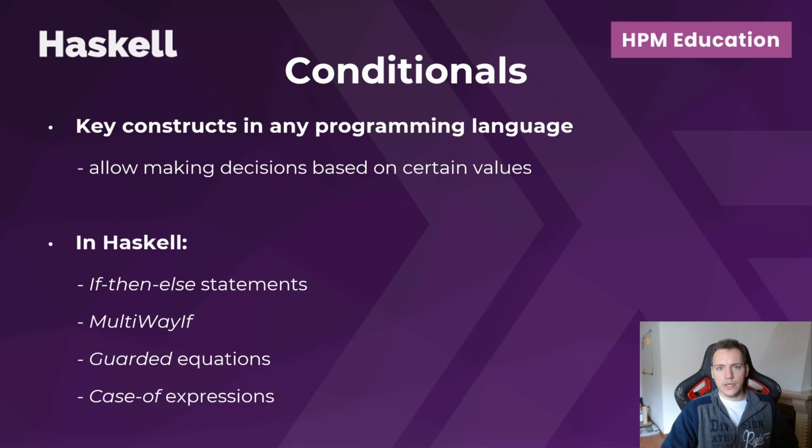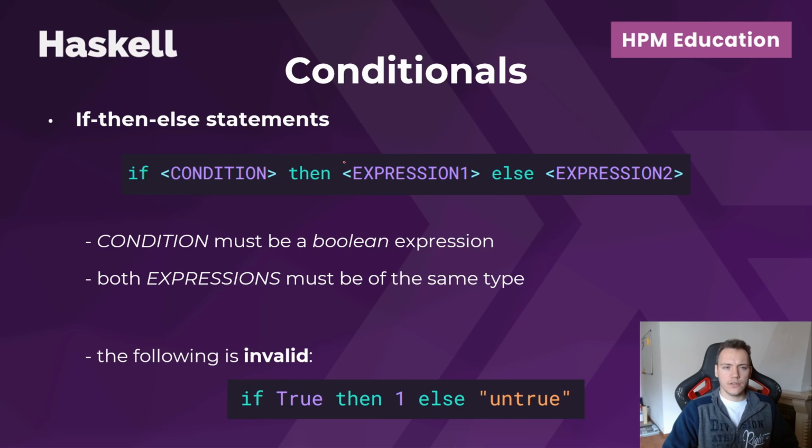together. Now we get to conditionals. And conditionals are really a key construct in any programming language and in Haskell as well. And they allow us to make decisions based on certain values. So they are done through conditional statements. And in Haskell, we have a few ways of defining conditionals. So we'll go through all of them now. Starting with the if, then, else statements.